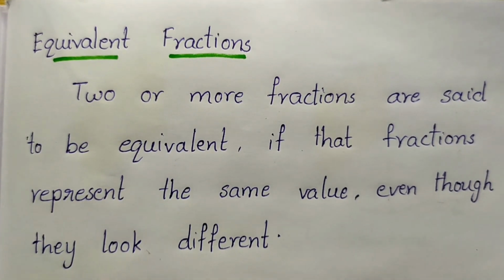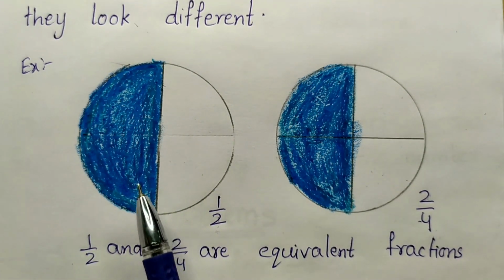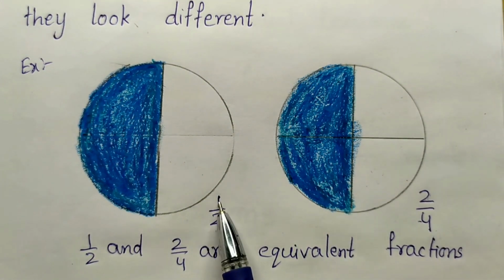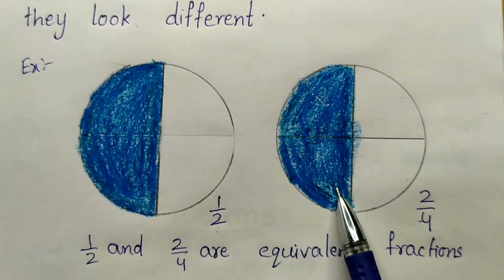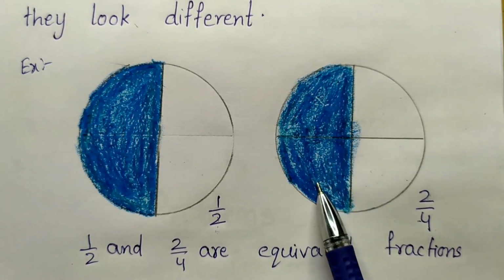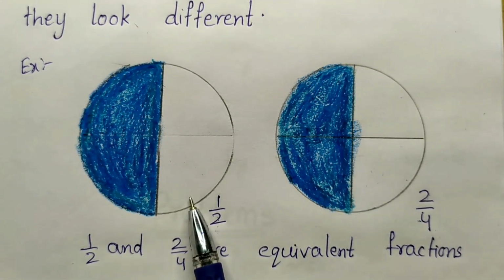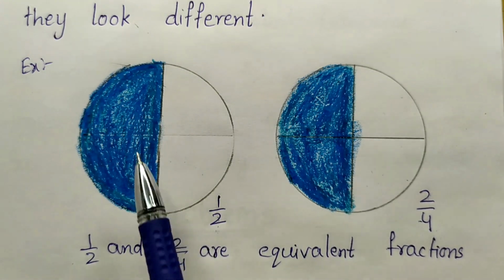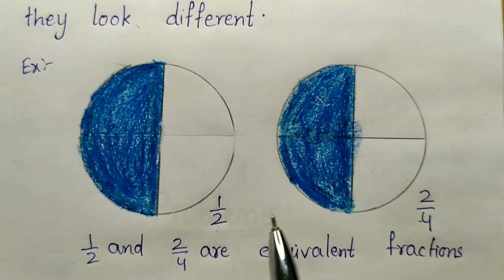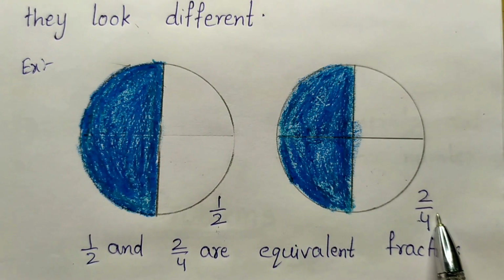Let's see an example. Here we have two circles. The first circle is divided into two parts and we shaded only one part. So the fraction is 1/2. The second circle is divided into four parts, 1, 2, 3, 4, and we shaded two parts. The fraction is 2/4. So the circles look different but the part they represent is the same in both the circles. So such fractions, 1/2 and 2/4, are called equivalent fractions.